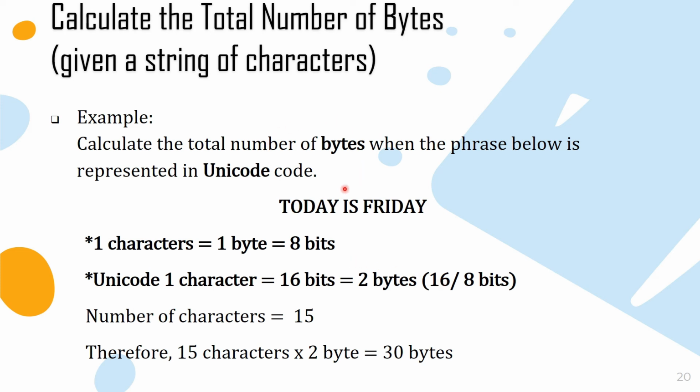So when the question wants you to calculate the total number of bytes used, the calculation will become like this. You should multiply the number of characters with 2. And you will get the answer, 30 bytes. 1 character uses 2 bytes, so 15 characters will need 30 bytes. 15 times 2, 30 bytes.